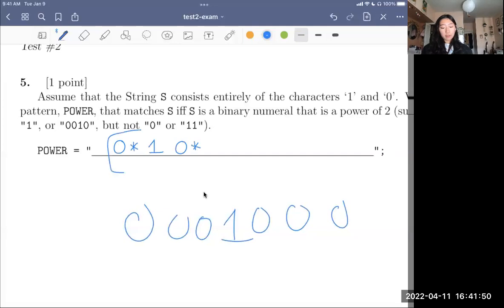In other words, we have maybe some zeros. I don't know if there's none or if there's a ton of them. There's definitely a 1. And then maybe there's some more zeros after. And that is the whole problem.